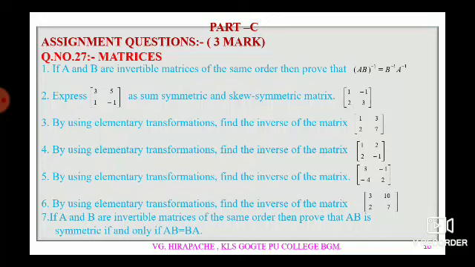If A and B are invertible matrices of the same order, then prove that AB is symmetric if and only if AB is equal to BA.